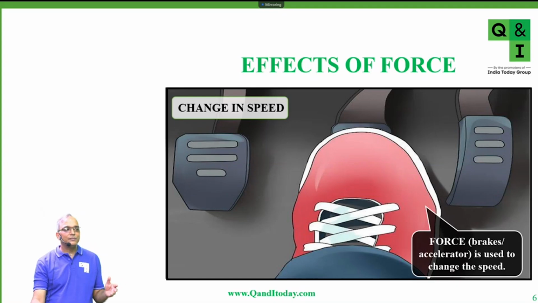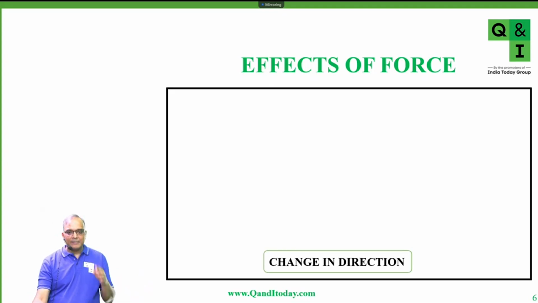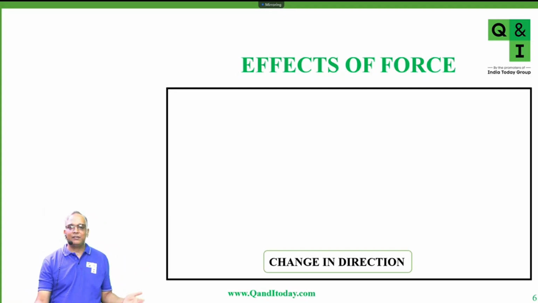So what is the force which is being applied here? The brakes or the accelerator is used to change the speed here. Now the fourth effect, if you see, is the change in direction. So if a body was already moving, the direction can be changed by applying a force, right?